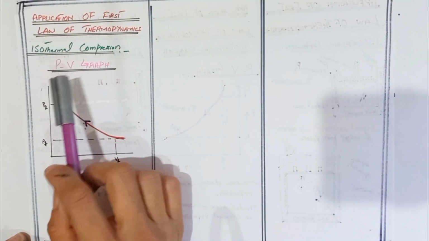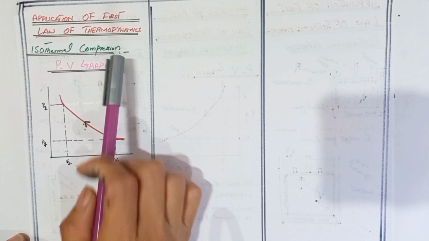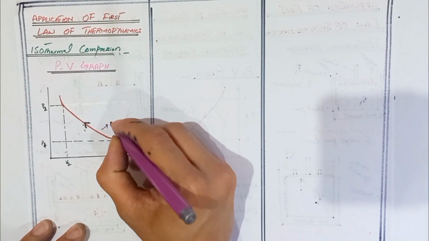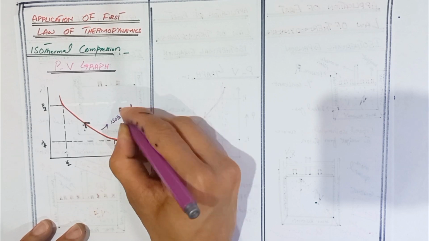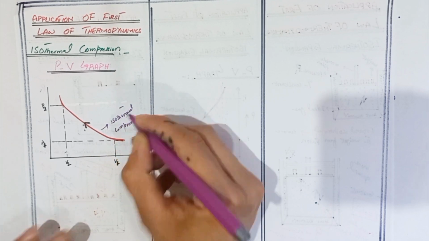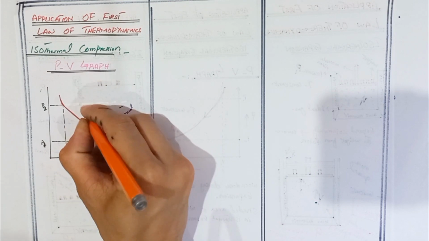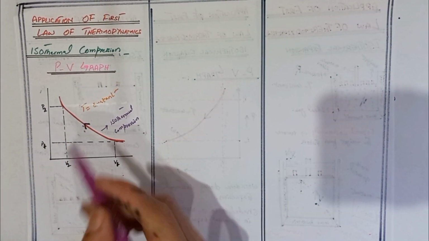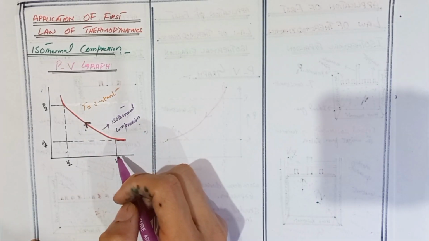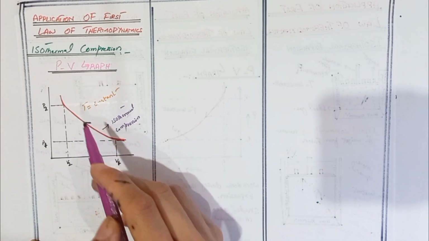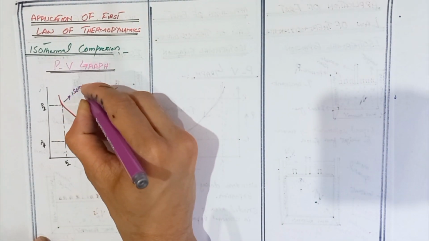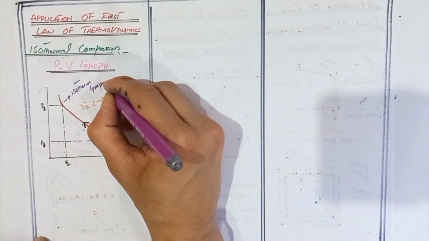Now we discuss the PV graph of the isothermal compression. The PV graph of the isothermal compression is also a curve. In this case, temperature T is also a constant quantity. The graph goes upward because volume is decreased. In isothermal compression, when volume is decreased, the pressure is increased. This graph is also called the isotherm graph.